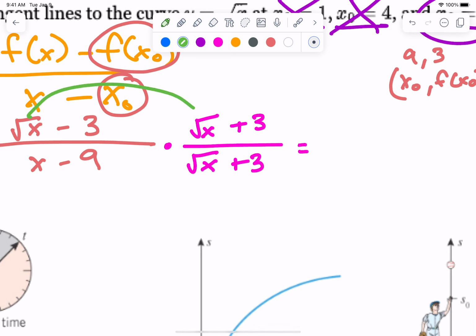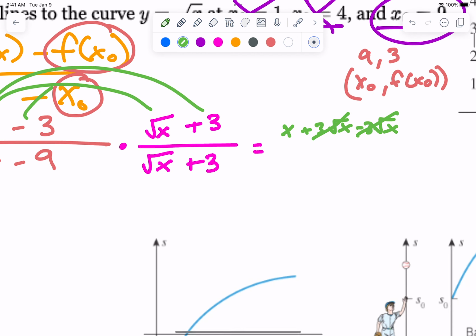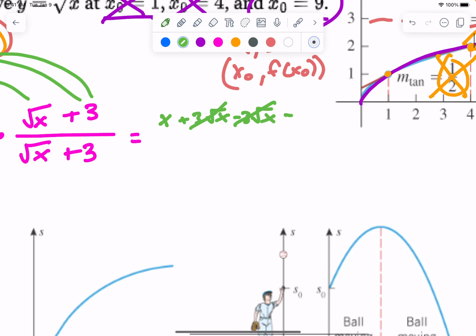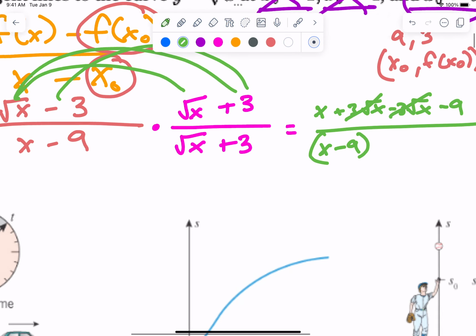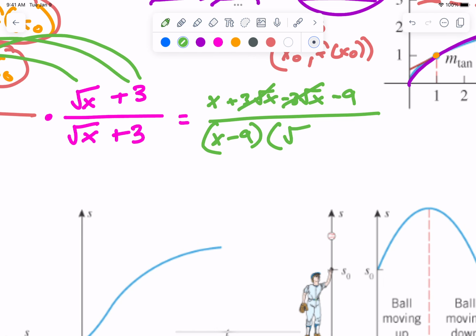All right, here we go. The square root of x times the square root of x is x. The square root of x times 3 is 3 square roots of x, and then minus 3 square roots of x. What's negative 3 times positive 3? Negative 9. On the bottom, don't foil it, because we can cancel that out. Then we've got x minus 9 on the top and on the bottom the square root of x plus 3.